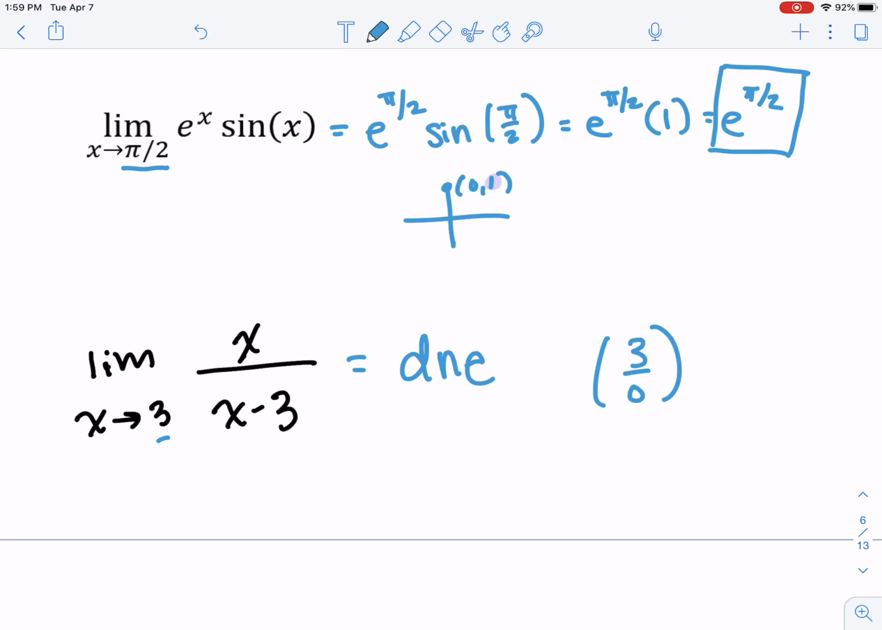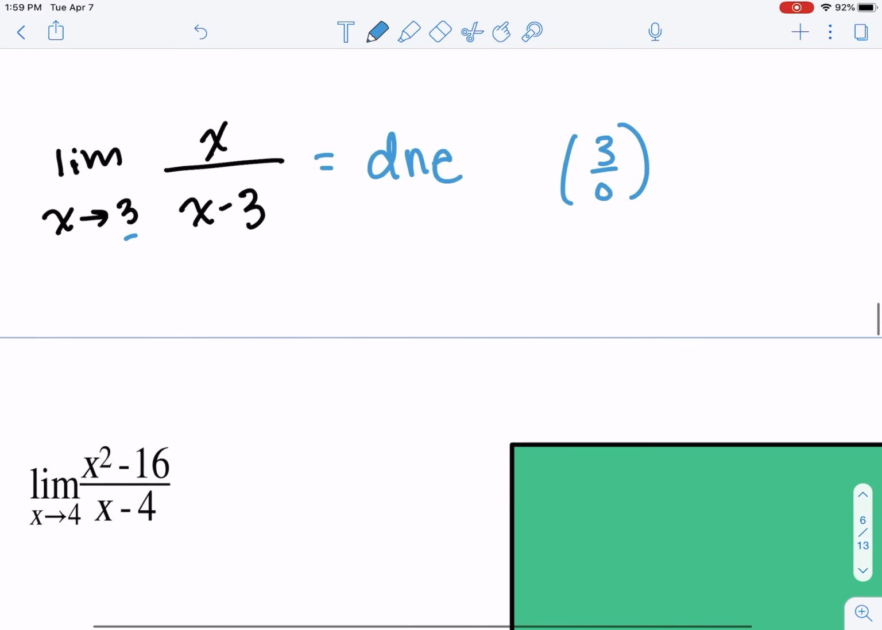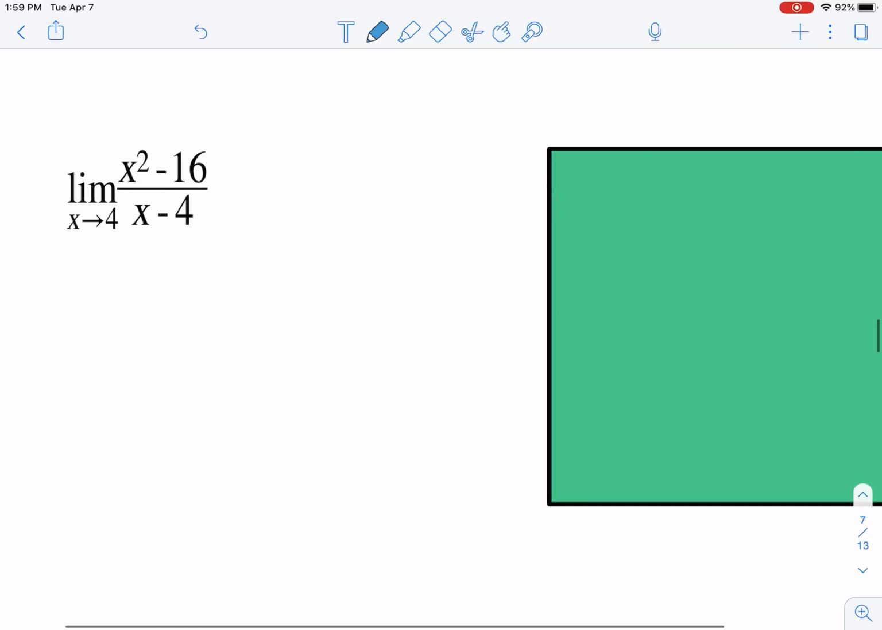3 over 0. Alrighty? Okay, so that's just good old direct substitution, yeah? Let's try some where we have to do more work. Can you write this limit in your notes, please? We've got the limit as x approaches 4 of x squared minus 16 all over the quantity x minus 4.